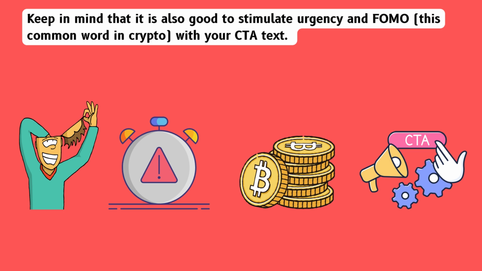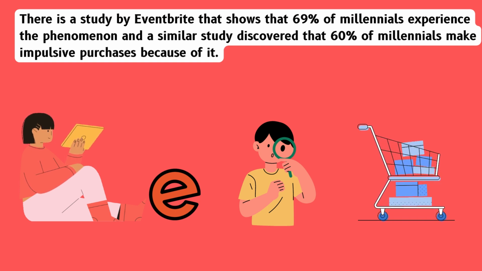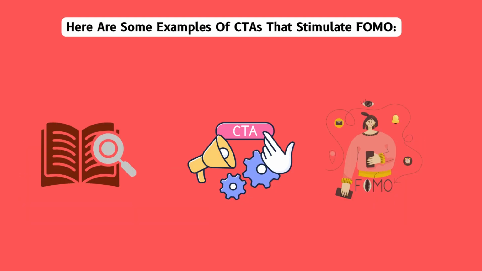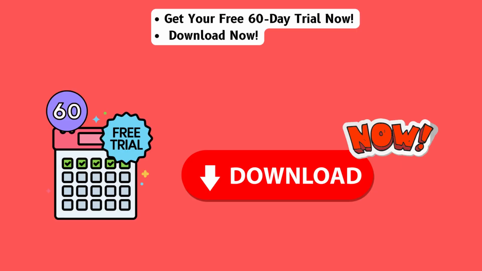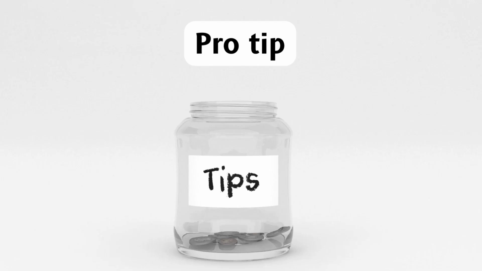Keep in mind that it is also good to stimulate urgency and FOMO, this common word in crypto, with your CTA text. There is a study by Eventbrite that shows that 69% of millennials experience the phenomenon, and a similar study discovered that 60% of millennials make impulsive purchases because of it. Here are some examples of CTAs that stimulate FOMO. Get your free 60-day trial now. Download now. Sign up now to get 50% off today.